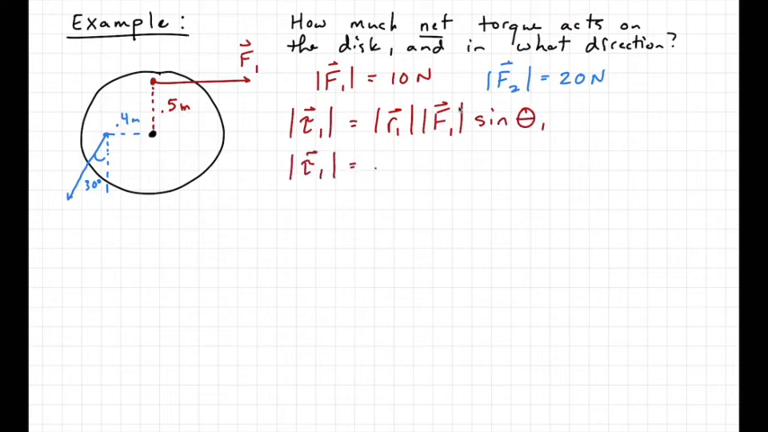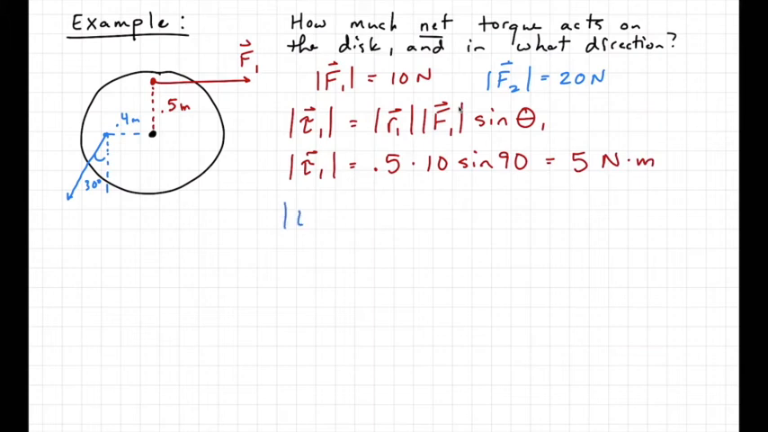So if we look at this, R1 magnitude is 0.5 meters. The magnitude of F1 is 10, as given. And the angle between them is 90 degrees. F1 is completely perpendicular to R. So I'll put sine of 90 here. So sine of 90 is 1. So I just get 5 Newton meters here for the first torque.